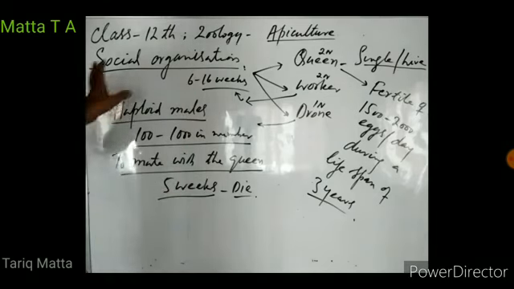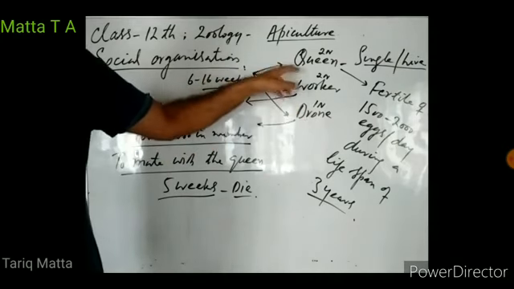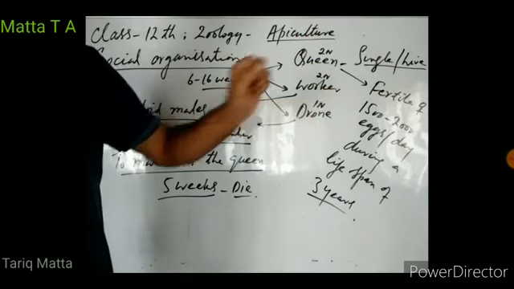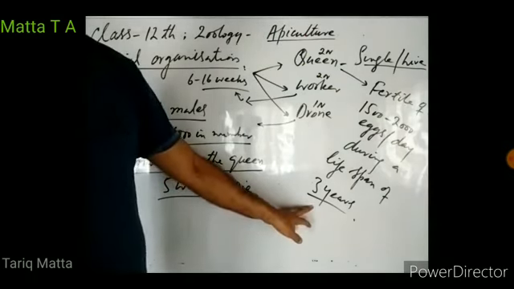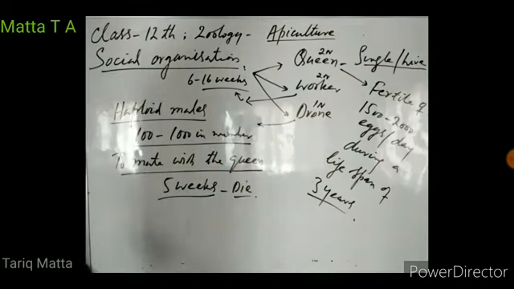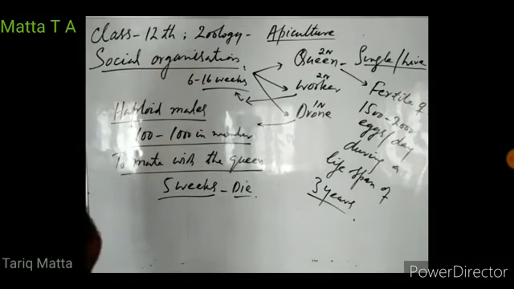So these are the three castes of honeybees in a hive: there is a queen, there are workers, and there are drones. The queen is the only fertile female in the hive. She lays some 1500 to 2000 eggs per day during a lifespan of three years. The only job of the queen is egg laying. Workers have most of the responsibility of the beehive. They maintain the beehive, defend it, keep it neat and clean, raise the larvae, and forage for nectar and pollen, right?